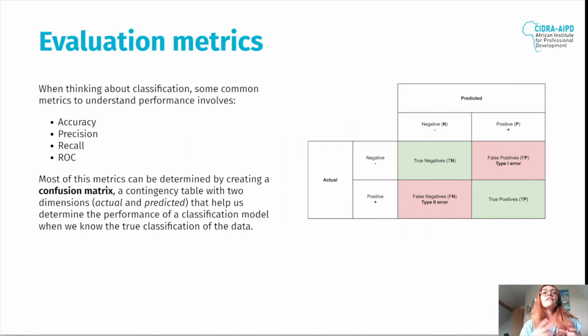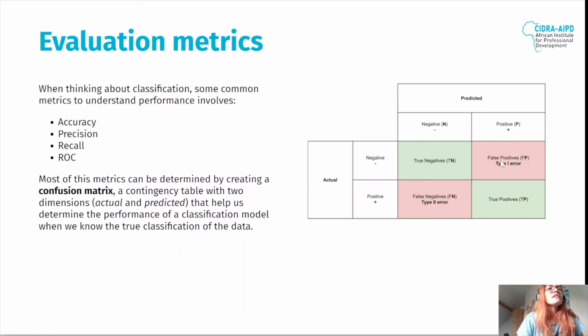So the evaluation metrics, as I said, have to be a little different from when we are dealing with regressions. We have some common metrics: accuracy, precision, recall, ROC. They're all very common names when we're talking about evaluation in classification. And most of these metrics can be determined by creating a confusion matrix. The confusion matrix is this image here that I'm showing you on the right side of this slide.